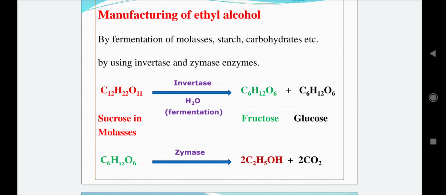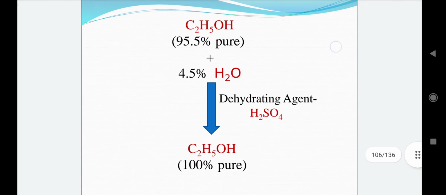Now dear students, the ethanol produced here is not 100% pure. It contains some percentage of H2O. So we have to convert the ethanol into 100% pure by removing H2O. How to remove H2O? Here you can see the ethanol that we got after the process is 95.5% pure and it contains 4.5% H2O.